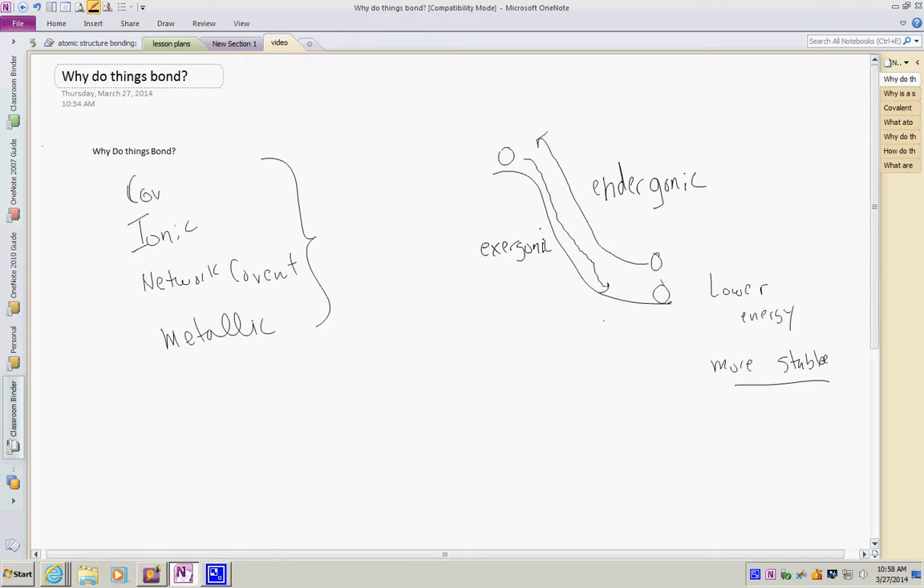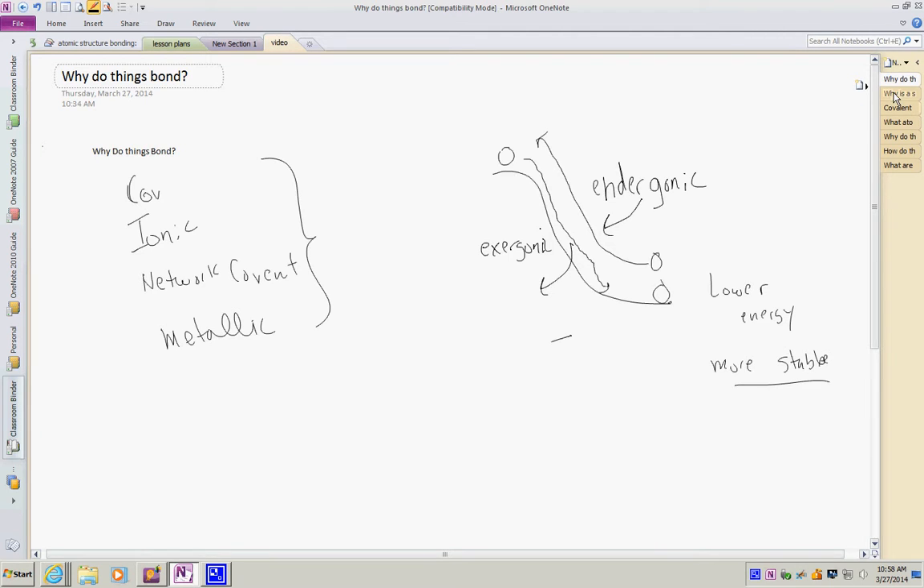So they do this in order to get more stable. The ball can't roll up the hill on its own; energy has to be driven into the process for an endergonic process to work, and energy flows out of an exergonic process. So all of these substances run on their own to become more stable. Sometimes you need to drive energy into them to get them to run. That just means that it is fighting the energy battle. So why do things bond? To gain a lower energy, more stable situation.